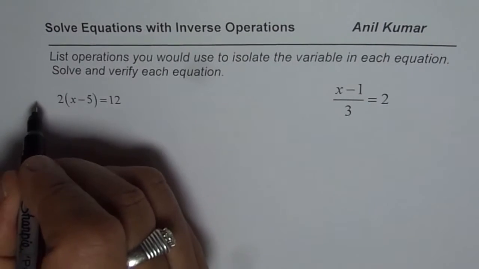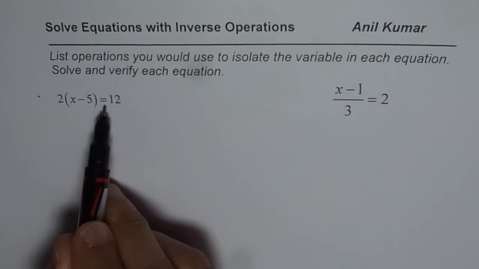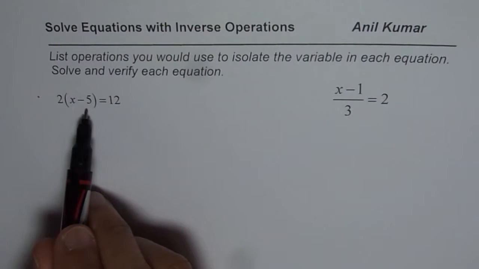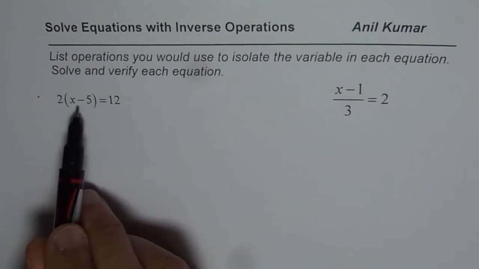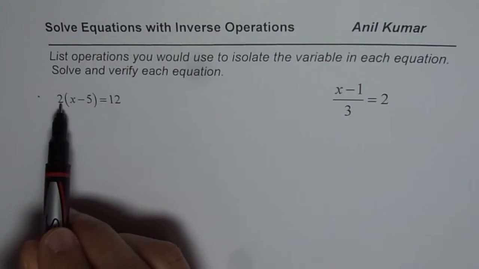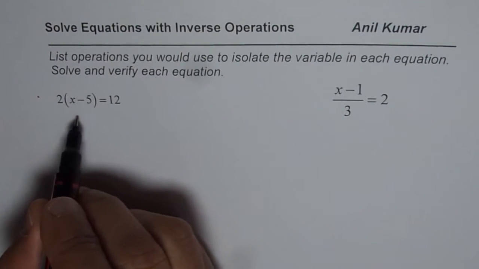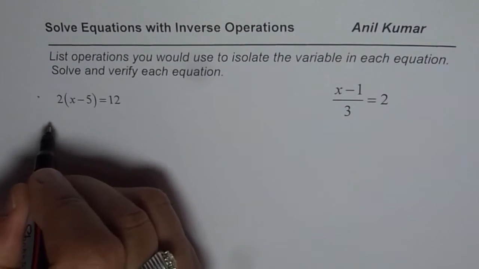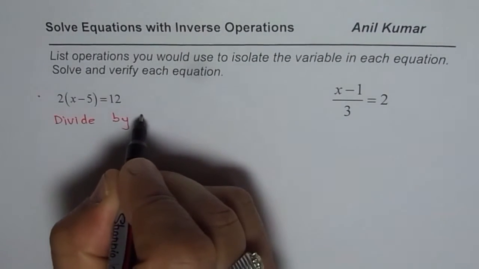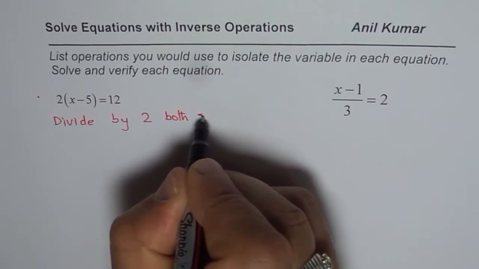We have two examples. Let me start with the first one, which is 2 times x minus 5 equals 12. So it is 2 times everything in the bracket, x minus 5, equals 12. What should you do first? Here, the strategy is that first you should divide by 2 on both sides. Whatever operation you do, you have to do the same operation on both sides. So the first step is divide by 2 on both sides.